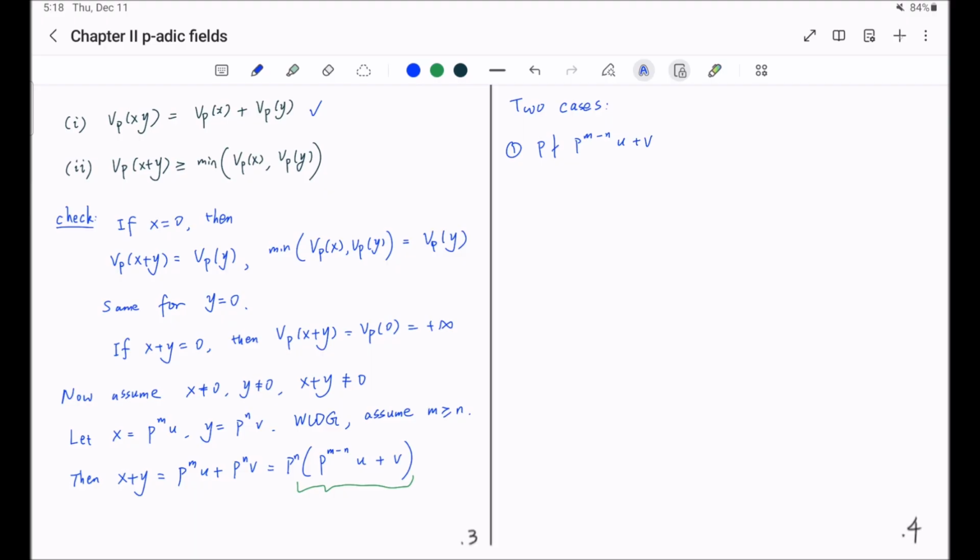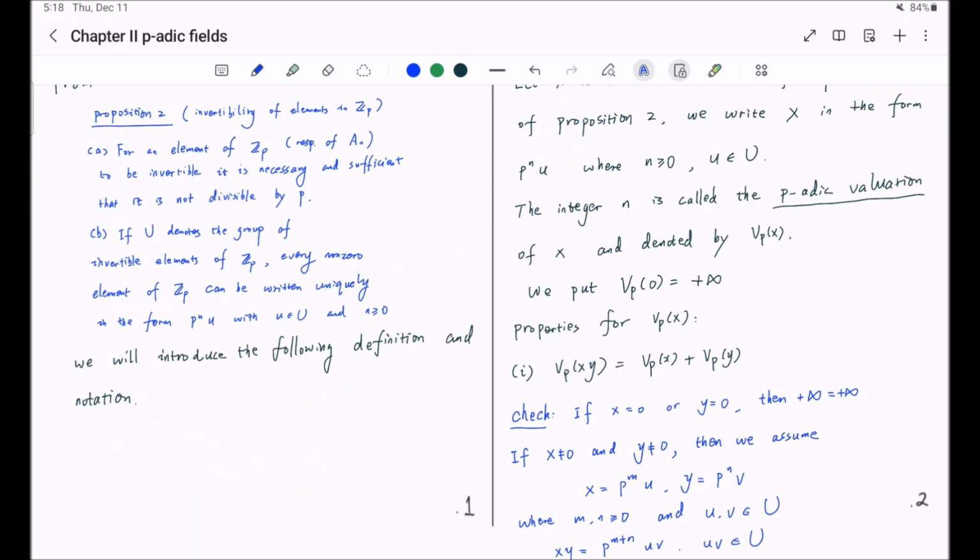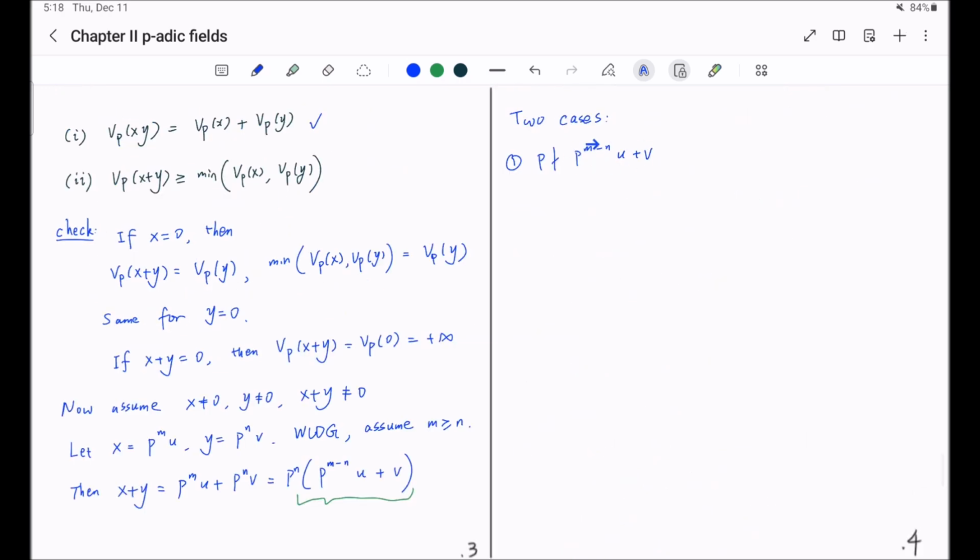by proposition 2, we know this guy must be invertible. Let me mark the page for this. This is on page 12 of Sarah's book. By proposition 2, this guy is invertible. Using notations, this guy lives in U.